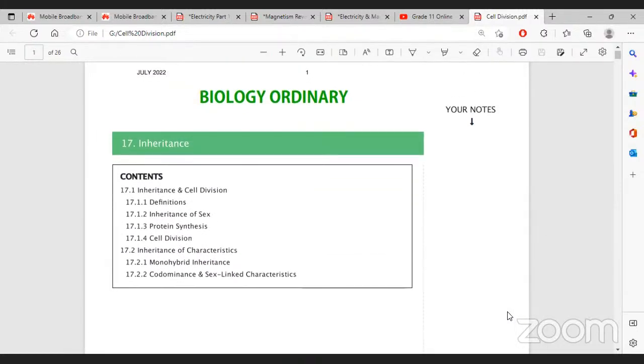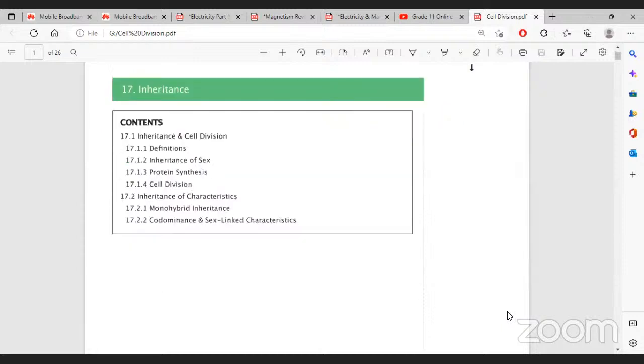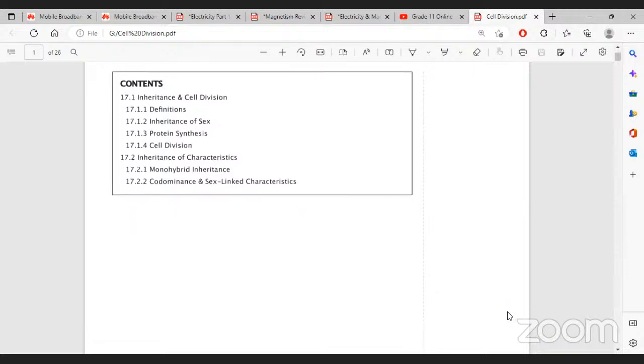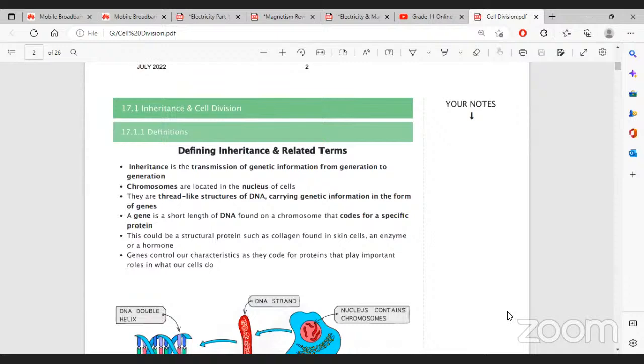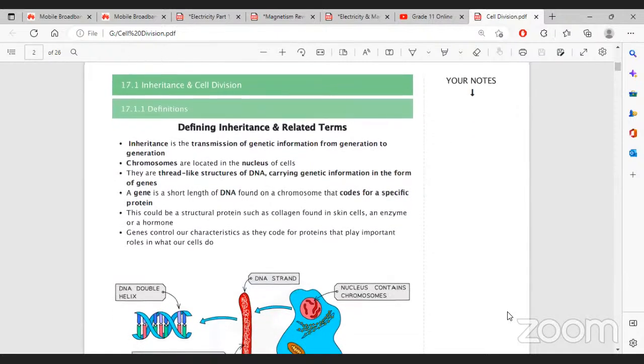Okay. Inheritance. So yesterday we spoke a bit on cell division, about inheritance, but today we're just going to look into it more in detail and look at a few definitions: inheritance of sex, how one becomes a female and the other becomes a male, and then protein synthesis, just a bit on that, and then more in detail with regard to cell division, specifically looking into meiosis and mitosis again, and then inheritance, monohybrid inheritance, co-dominance, and linked characteristics. Okay, so I think some of these things we've already learned from grade 9, some of them, not all.